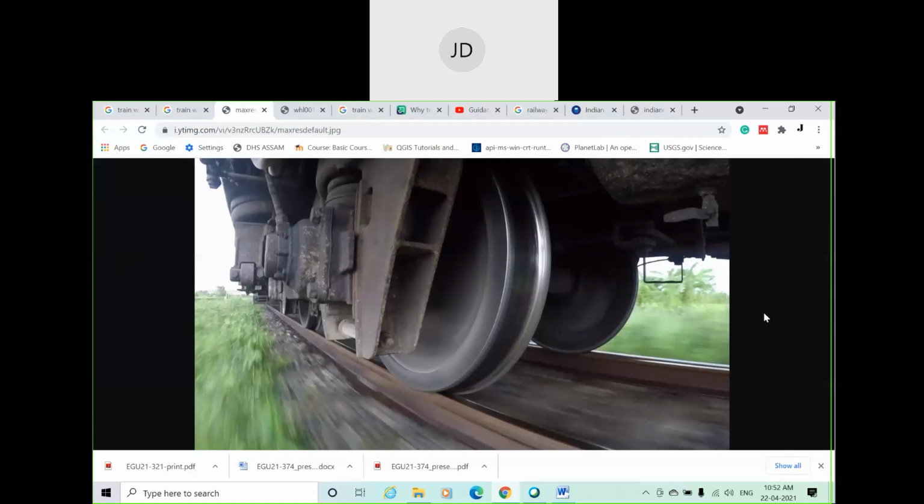Here you can see a close view of the rail. If you look closely, you can see the inner diameter is larger. Actually, the wheel is attached to the rail from inside outward, so the inner diameter of the wheel is larger than the outer one. This part is known as the tread.